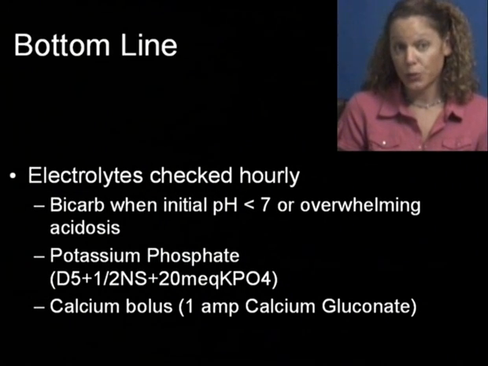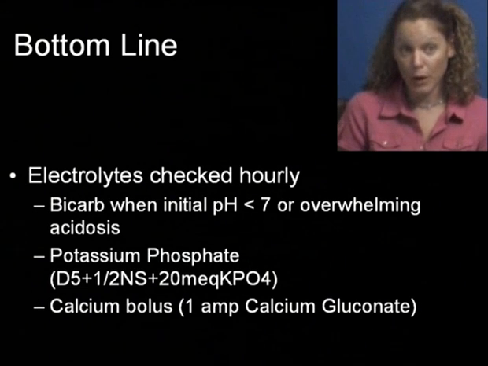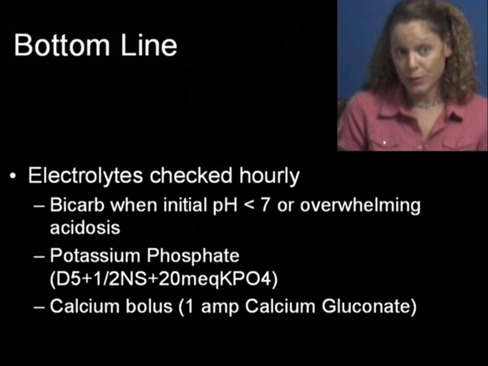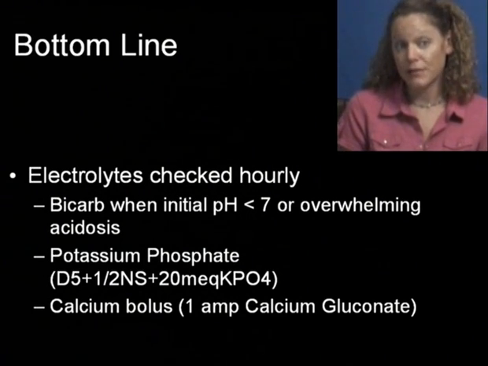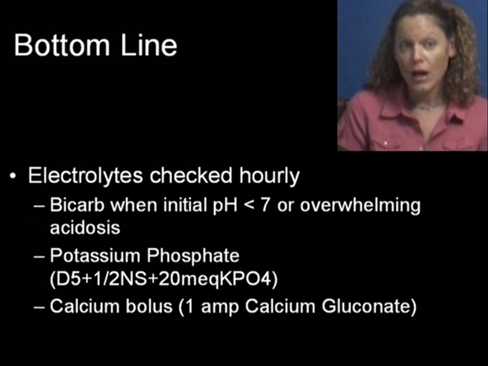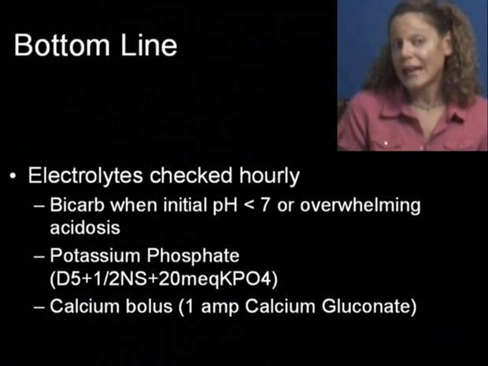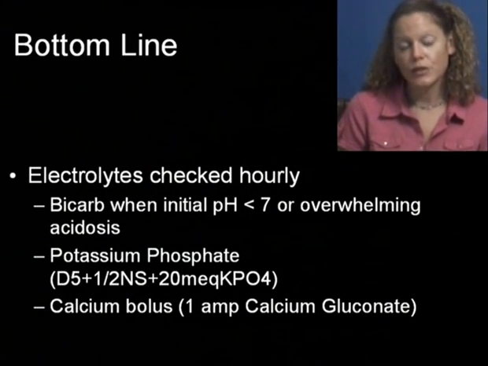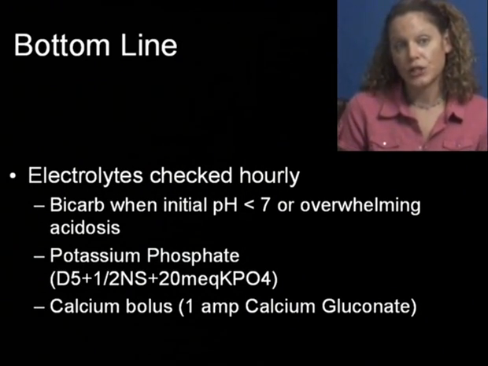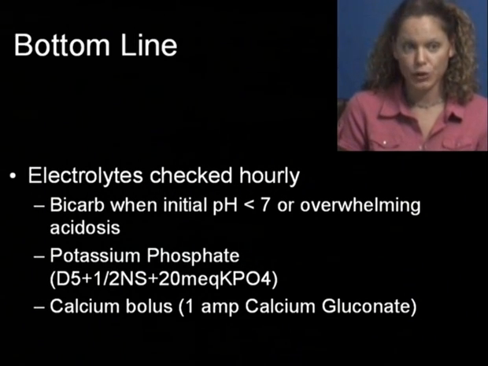Bicarb when initial pH is less than 7 or the patient has overwhelming acidosis. Potassium phosphate may be a replacement. This can be done with D5 half normal saline plus the 20 milliequivalents of the potassium phosphate. The patient may need a calcium bolus, and this would be in the concentration of 1 amp of calcium gluconate.